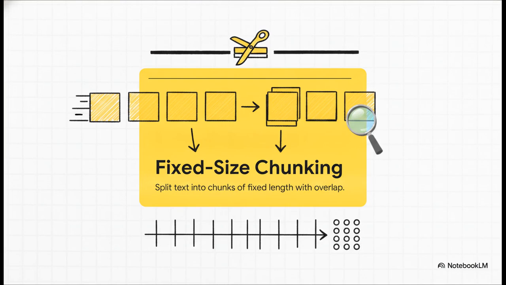First up, we have fixed size chunking. Honestly, this is kind of your brute force method. You're just splitting text into chunks of a fixed length with a little bit of overlap. Imagine taking a paper cutter and just chopping a document evenly, say every 500 words, and then dropping those uniform pieces straight into the vector store. It's incredibly fast, it's very rigid, and it takes barely any computation.